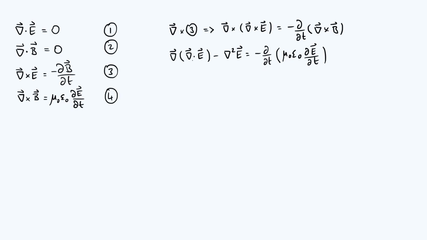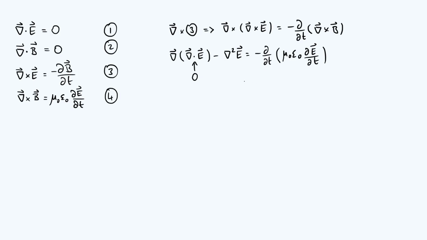Now you'll be able to immediately spot that we've got the divergence of E, but we know from equation 1 that the divergence of E is just 0. So that entire first term conveniently disappears. And on the right-hand side, there's not really much we can do with that. Mu naught epsilon naught is a constant, so this just becomes minus mu naught epsilon naught times d2E by dt squared.